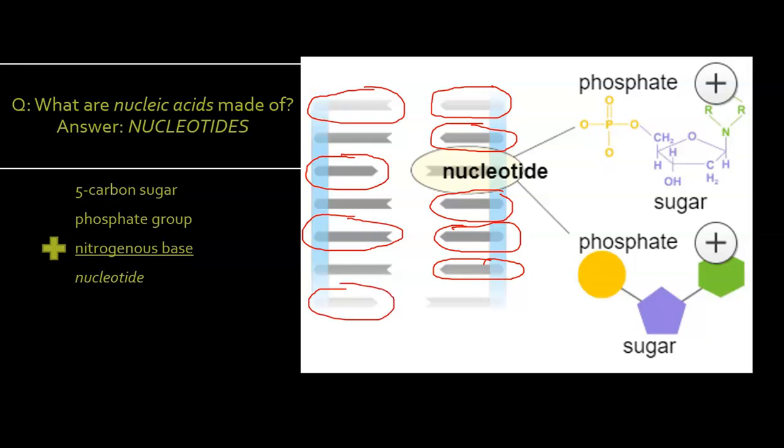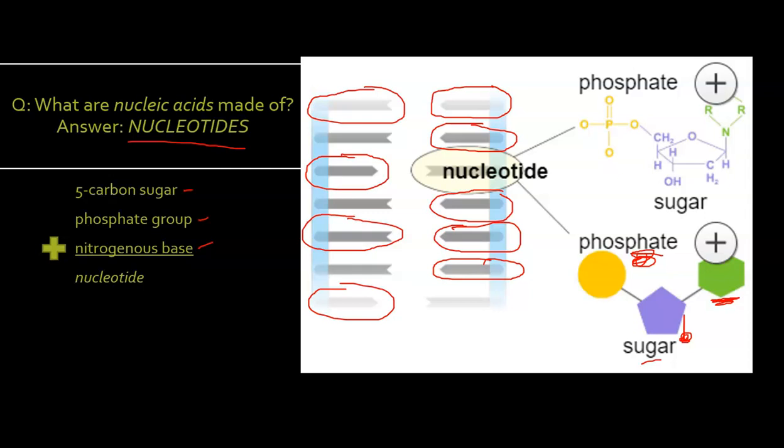And here's a nucleotide. Now each one of these nucleotides is made up of 3 things: a phosphate group, a sugar, and this thing here, which we call a nitrogenous base. So each one of these red circled structures called a nucleotide is made up of a 5 carbon sugar, a phosphate group, and a nitrogenous base. Here's the phosphate group in yellow, here's the sugar in purple, and here's the nitrogenous base.